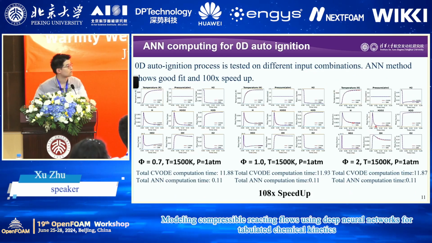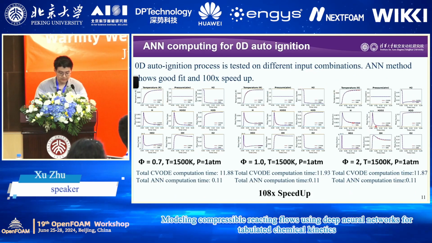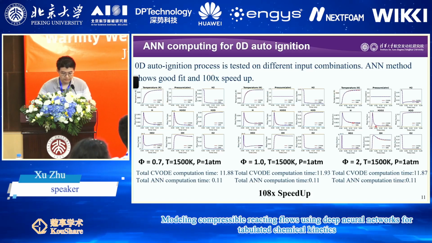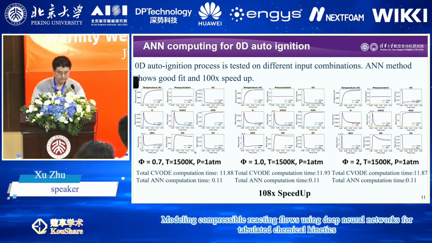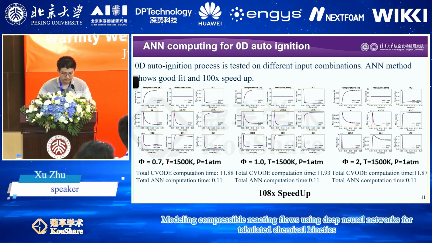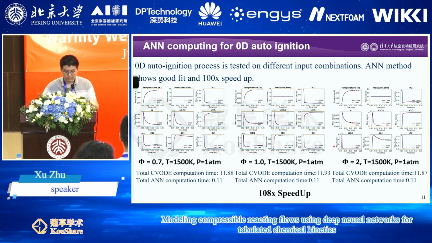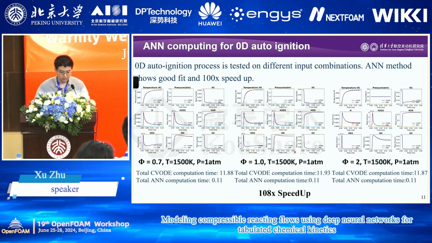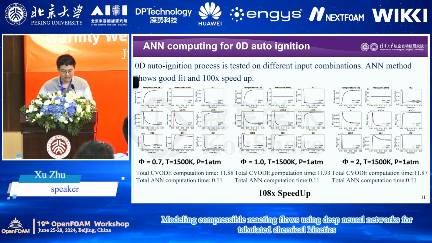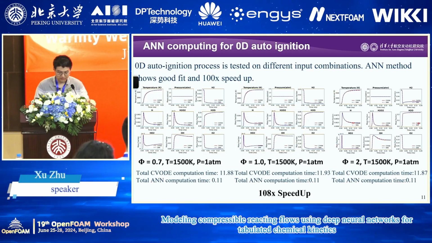So let's have a test of the ANN computing result. Here it shows the 0D auto-ignition process tested on different input combinations. The equivalence ratios range over 0.7, 1.0, and 2, and all of the results show a good fit, and there is an average 108 times speed up, which is quite good.